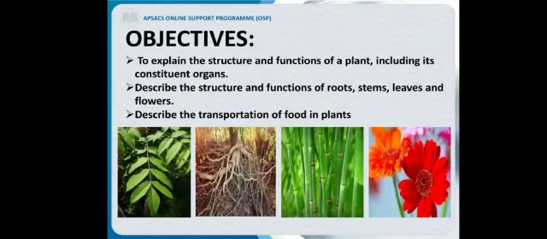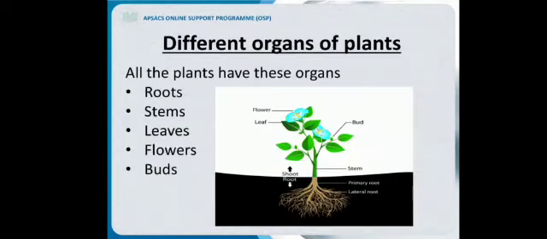Objective of the lesson: to explain the structure and functions of a plant, including its constituent organs. Describe the structure and functions of roots, stems, leaves, and flowers. Describe the transportation of food in plants. Here are some pictures of the organs of plants. These are some different organs of plants, and they are also labeled in the diagram: roots, stems, leaves, flowers, buds.